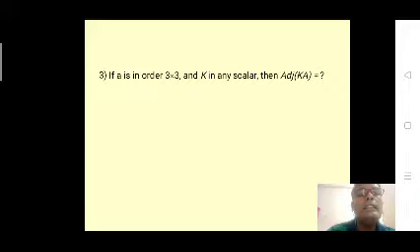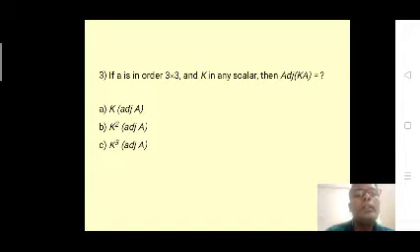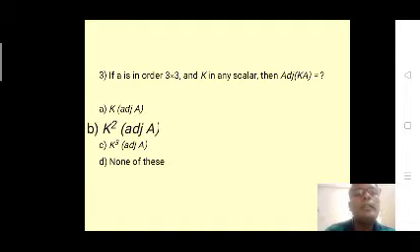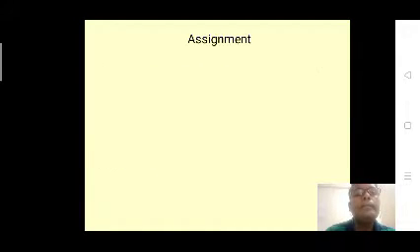If A is of order 3 by 3 and k is any scalar, then adjoint of kA equals: option 1, k into adjoint of A; B is k square into adjoint of A; C is k cube into adjoint of A; D is none of these. What is the answer? k square into adjoint of A.